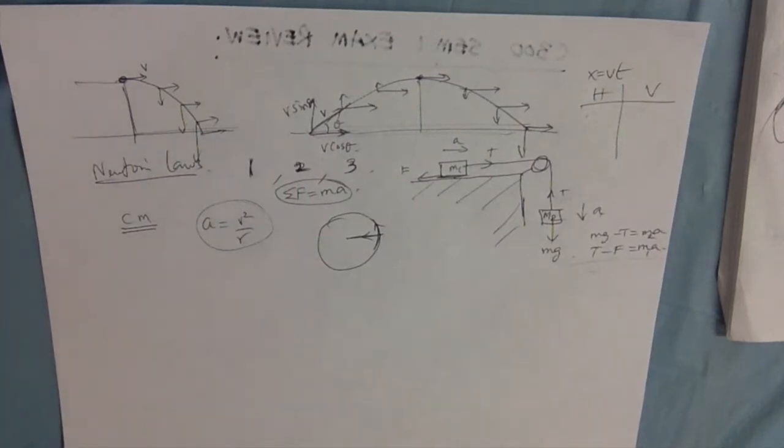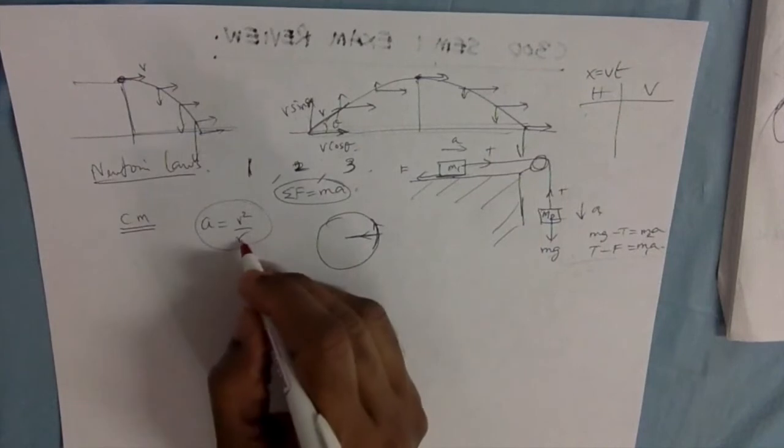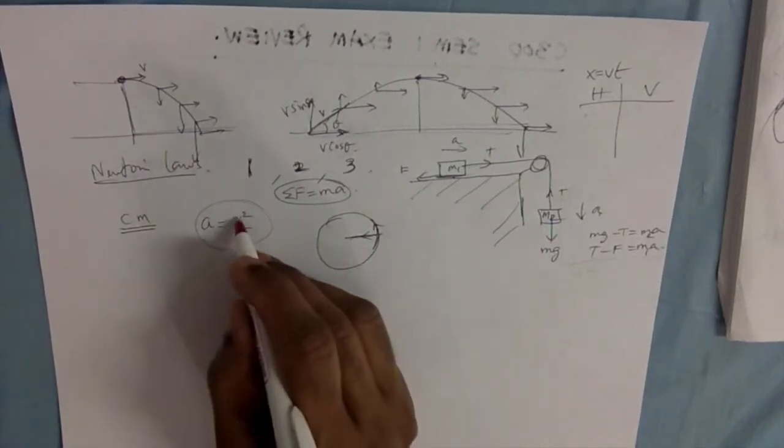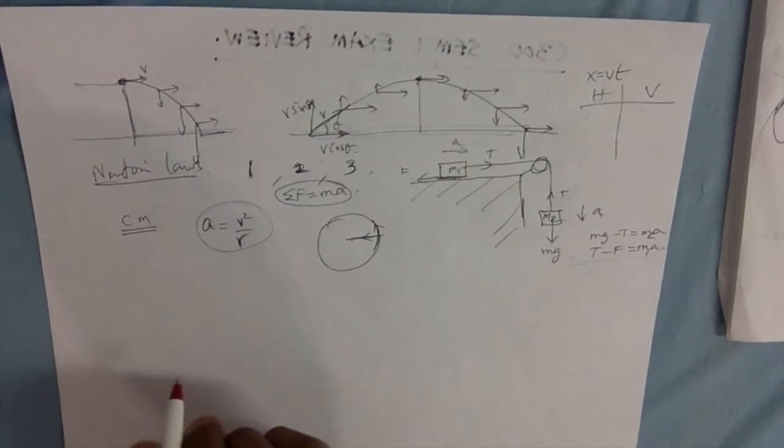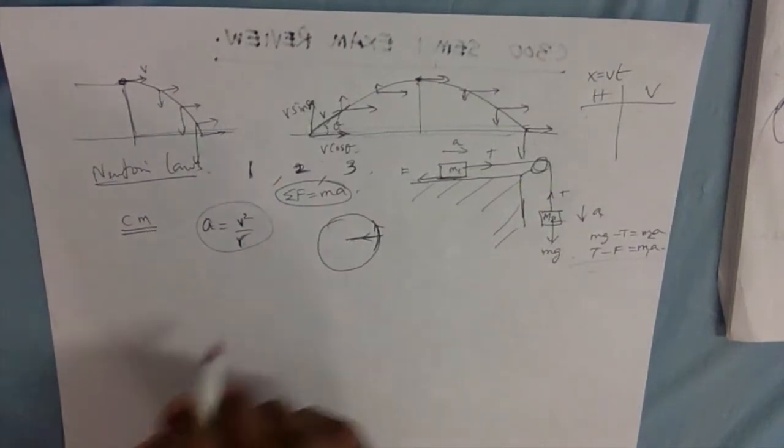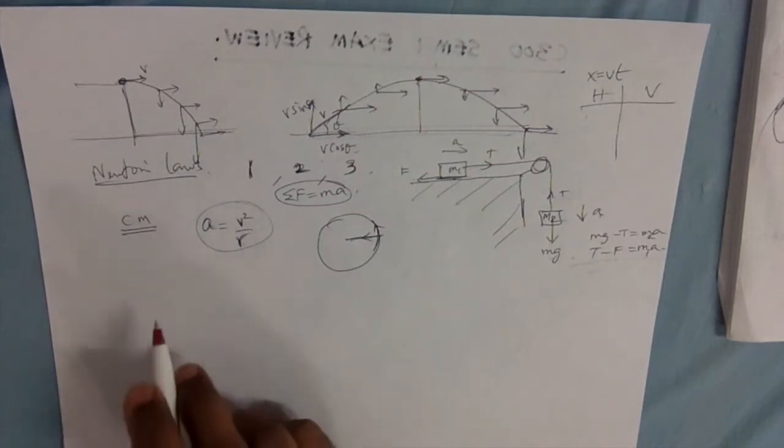Okay, r stands for the radius of the turn taken, v stands for the speed, and a stands for the centripetal acceleration. So be familiar with the use of this equation.